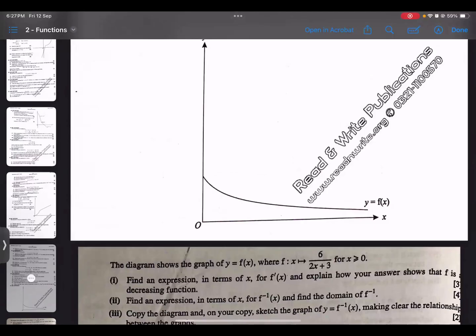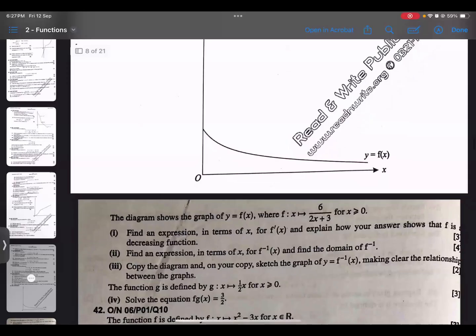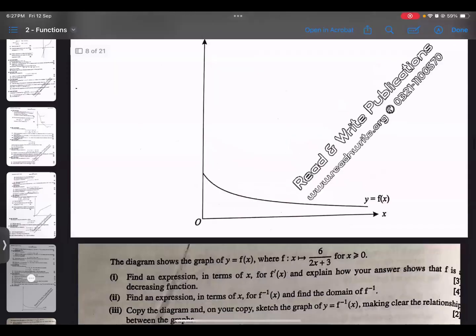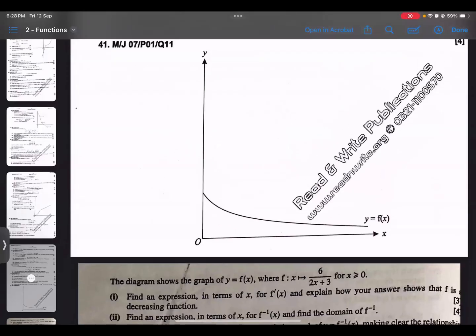Find an expression for f. Find the domain of f inverse. x is greater than.